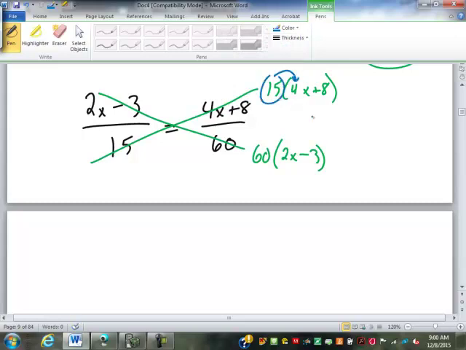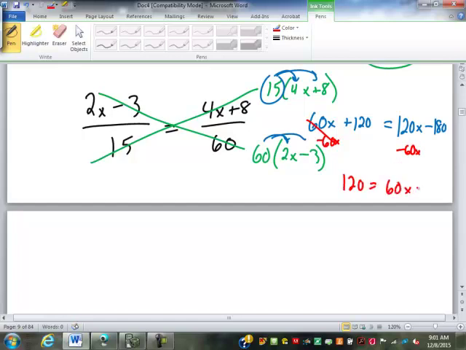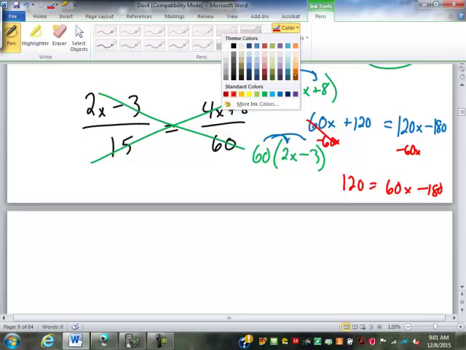15 times 4x is 60x. 15 times 8 is 120. Over here, 60 times 2x is 120x. 60 times negative 3, negative 180. Now we have to get rid of one of the x's. I'm going to get rid of the 60x. So 120 equals 120 minus 60 is 60x minus 180.